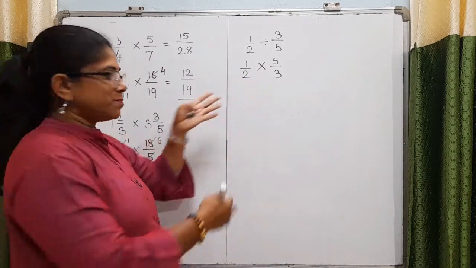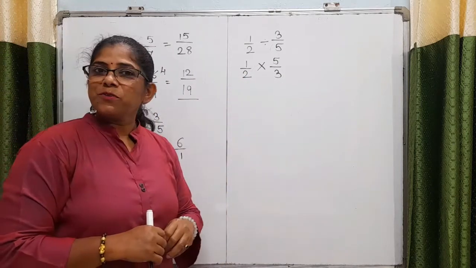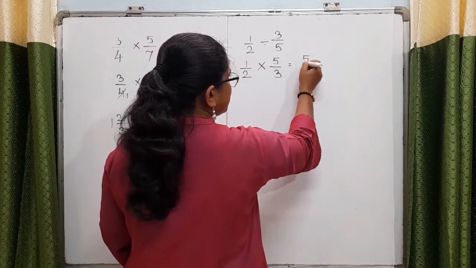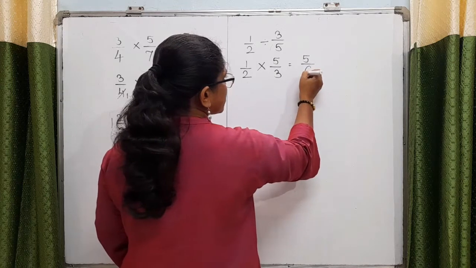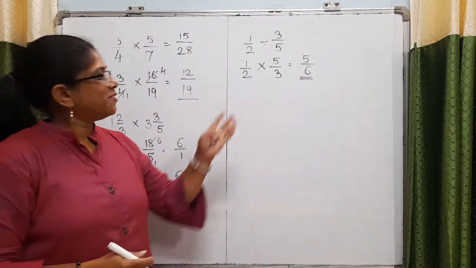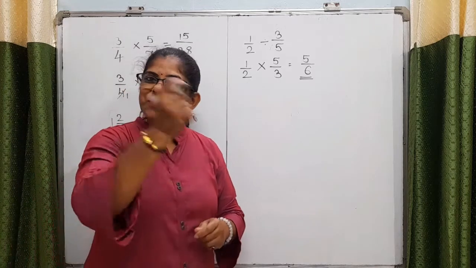Now what we have to do? Follow the rules of our multiplication. 1 into 5 is 5, 2 into 3 is 6. 5 upon 6 is the answer. See, even division of fraction is so easy. Let's see one more example.